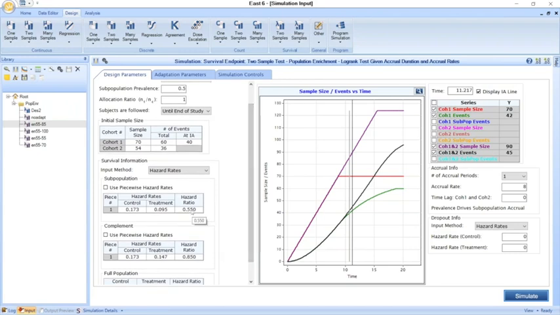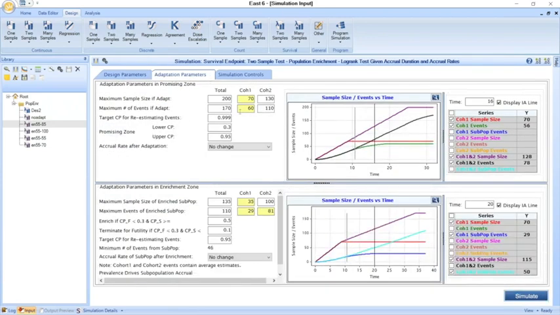This particular simulation is when there seems to be a treatment effect on the subcutaneous group. We have a hazard ratio of 0.55 versus a hazard ratio of 0.85 in its complement. And therefore, we're going to be performing an adaptation where the sample size in the full population would be increased up to 200 and the number of events up to 170. While if we are in the enrichment zone, the sample size is going to be increased up to 135, with the maximum number of events increased up to 110.